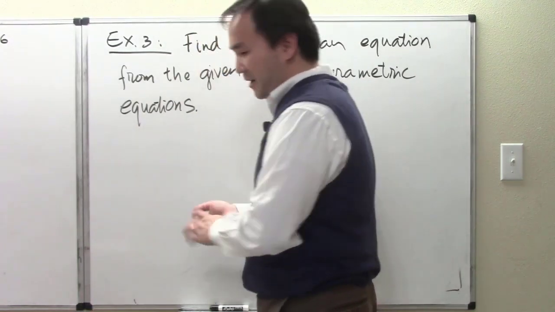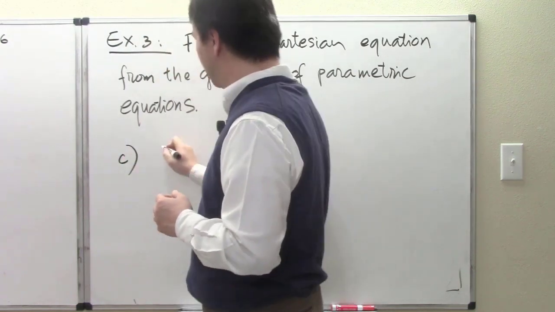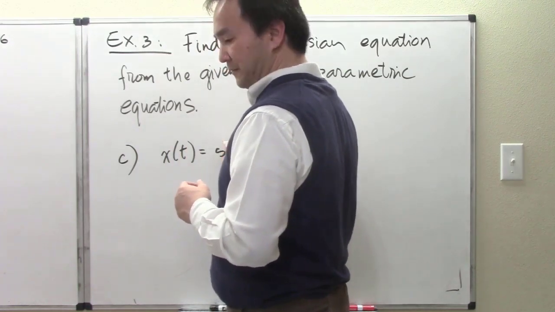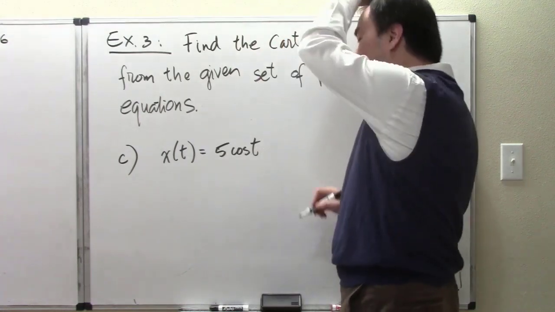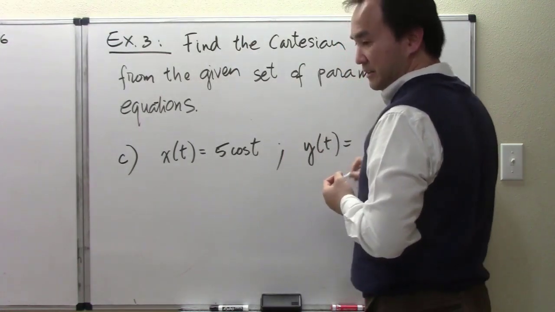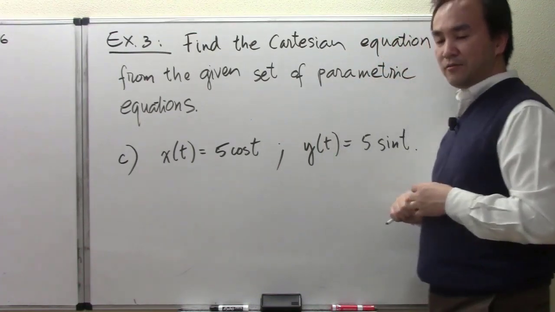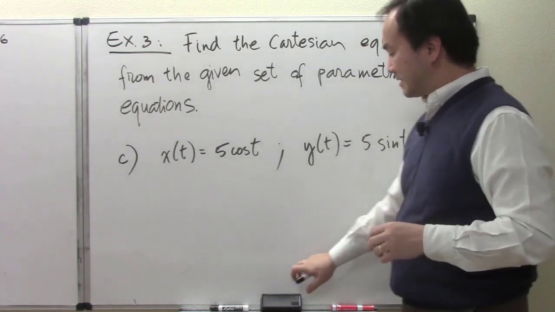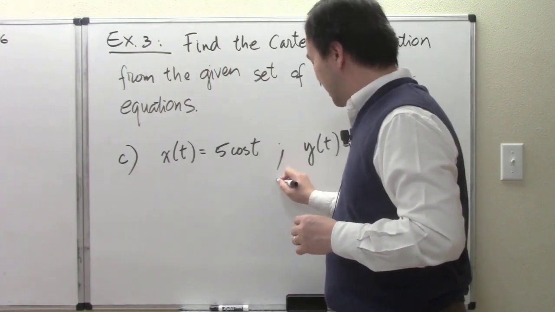All right, so part C here, I am looking at x of t equals 5 cosine of t, and y of t equals 5 sine of t. Okay, we have already seen that. And so now here's how it works out.